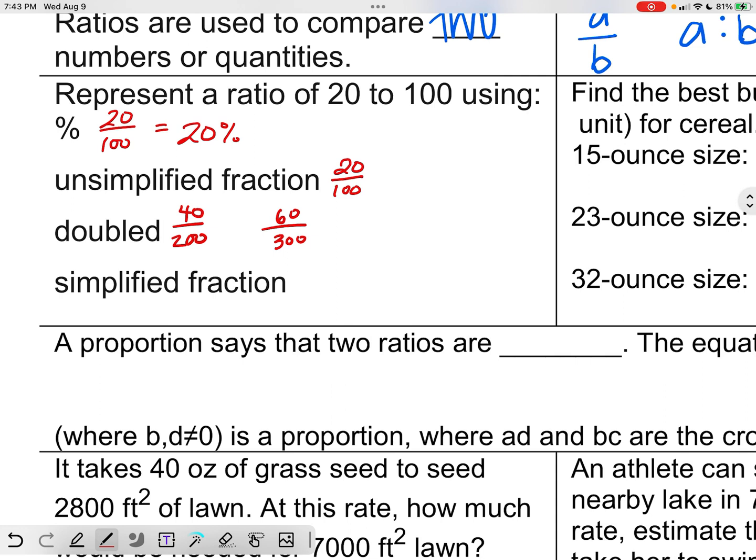The simplified fraction for 20/100: since both of those are divisible by 20, 20 divided by 20 is 1, 100 divided by 20 is 5, so 1/5. It needs to remain as a ratio: 1 over 5, 1 to 5.